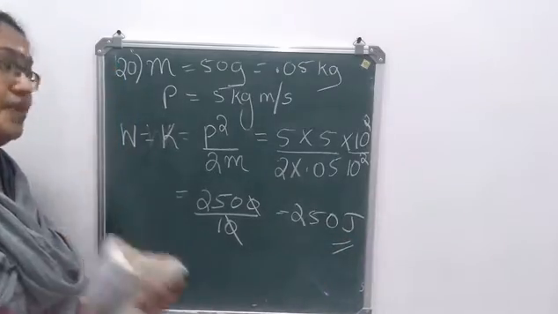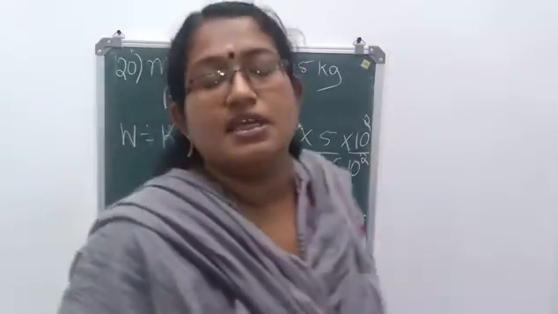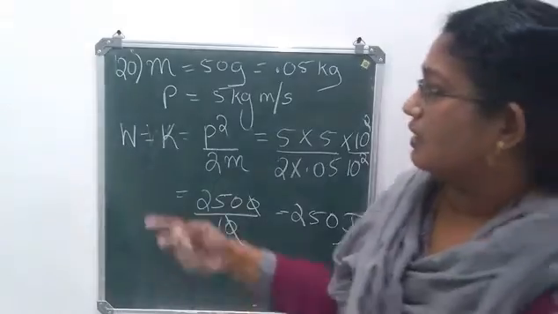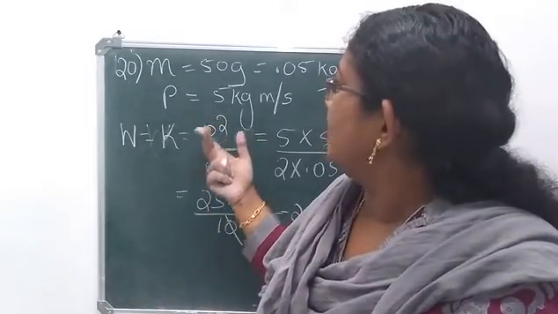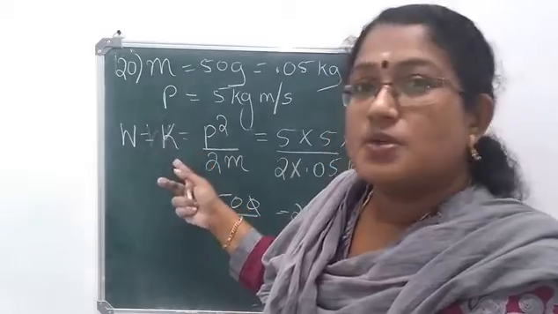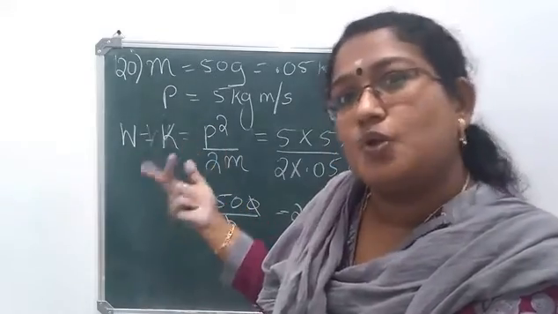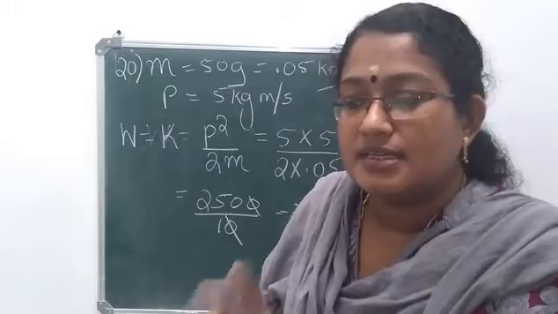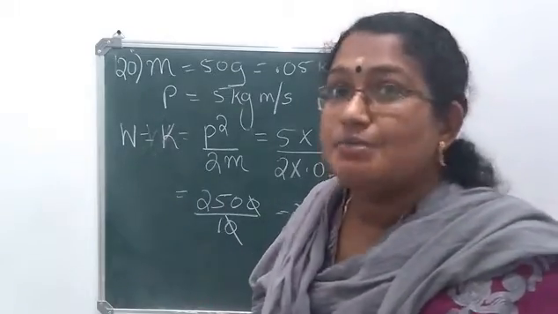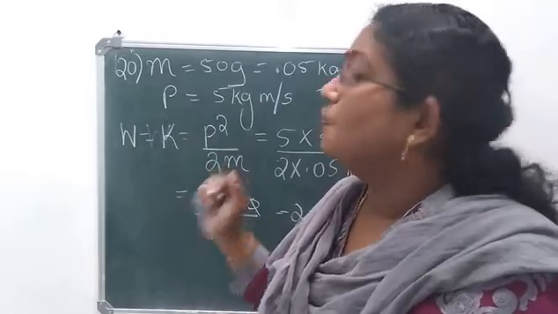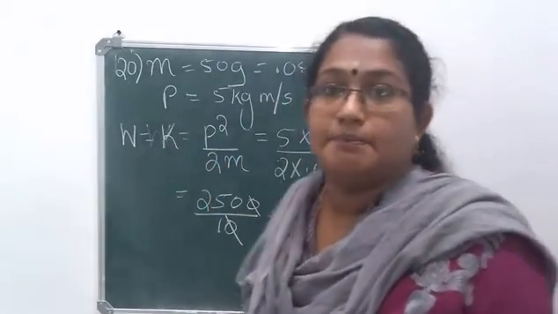So work done, either you can use the work energy theorem: work done is equal to increase in kinetic energy. Only one is given there. Since velocity is not there, it is better not to use the work energy theorem. You can say that work and energy have the same dimensions, so it is equal to P square by 2m. Clear?